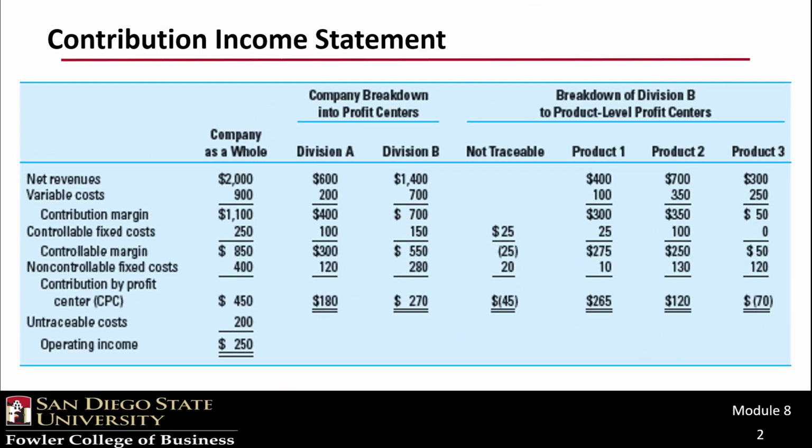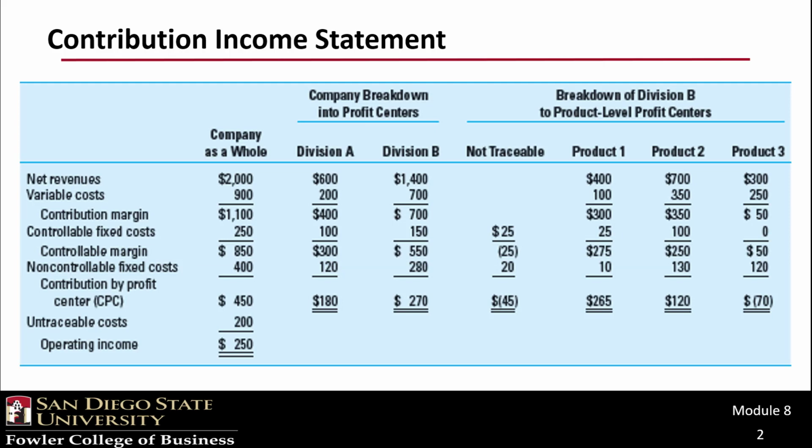A common form of profit center evaluation is the contribution income statement, which is based on the contribution margin developed for each profit center and for each relevant group of profit centers. Contribution by profit center, or CPC, measures all costs traceable to and therefore controllable by the individual profit center, including traceable fixed costs. Subtracting the controllable fixed costs from the contribution margin results in the center's controllable margin.